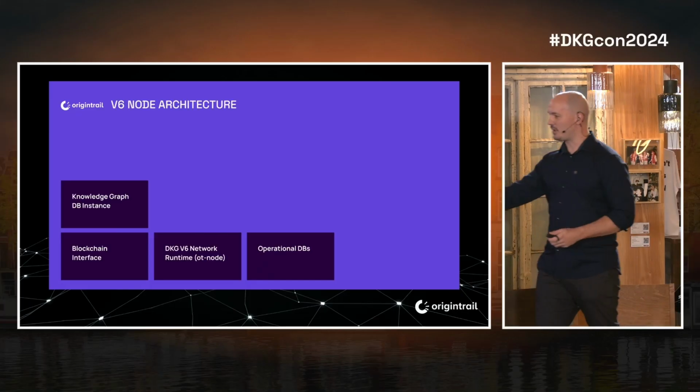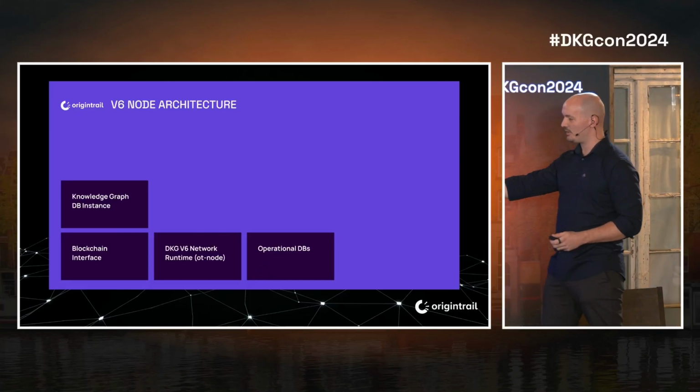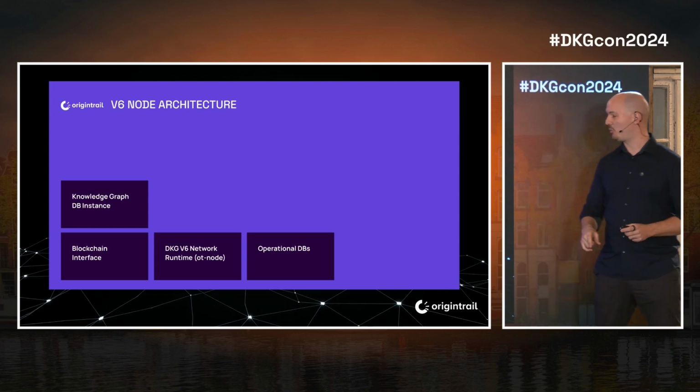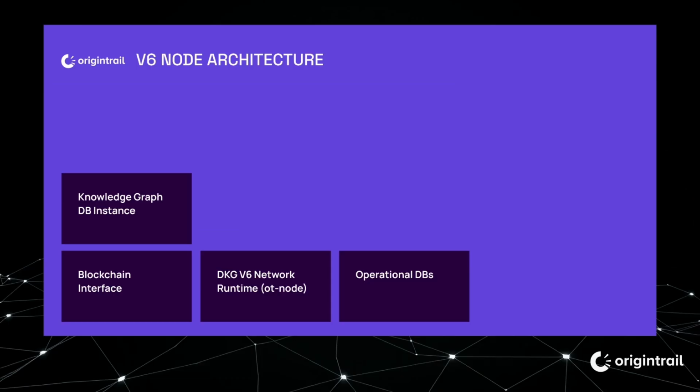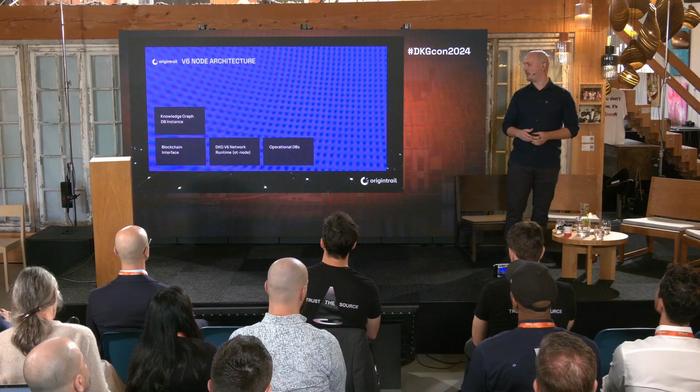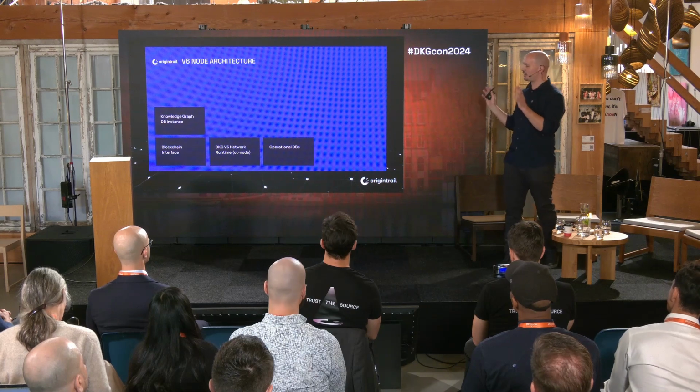So what does the V8 node architecture look like? The V6 node architecture was like this. We had a knowledge graph instance, a blockchain interface that connects to multiple blockchains, the V6 network runtime, or OT node, for those of you who have been running nodes, you surely know what I mean. And then there's a bunch of operational databases that the node is using to coordinate itself. So this was the architecture up until now.